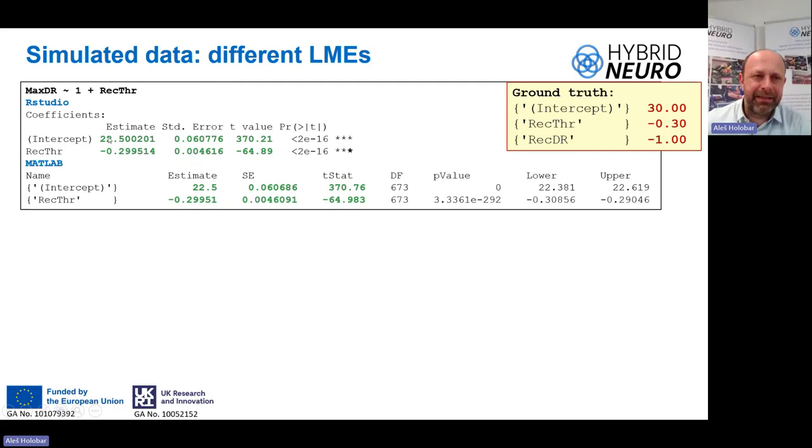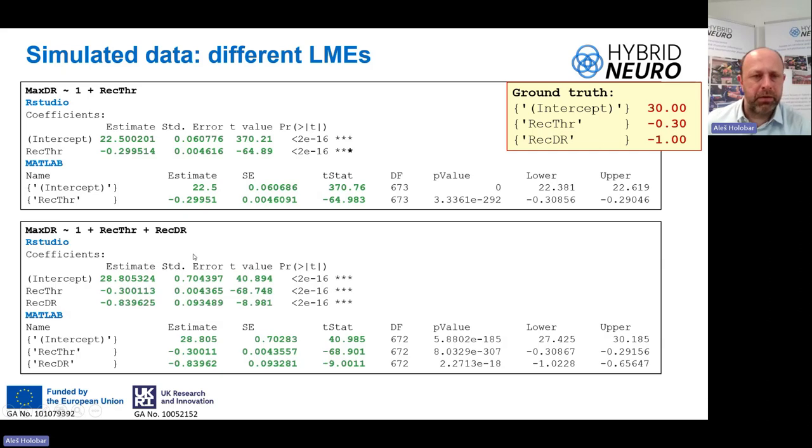Estimated that the intercept is 22.5, the modeled ground truth was 30, and the slope of the recruitment threshold is 0.29, almost the one that we simulated. We didn't ask it to model the slope of the recruitment discharge rate, so it said nothing about this, right? And both MATLAB and the RStudio implementations agree to a large extent, so this is what we hope for.